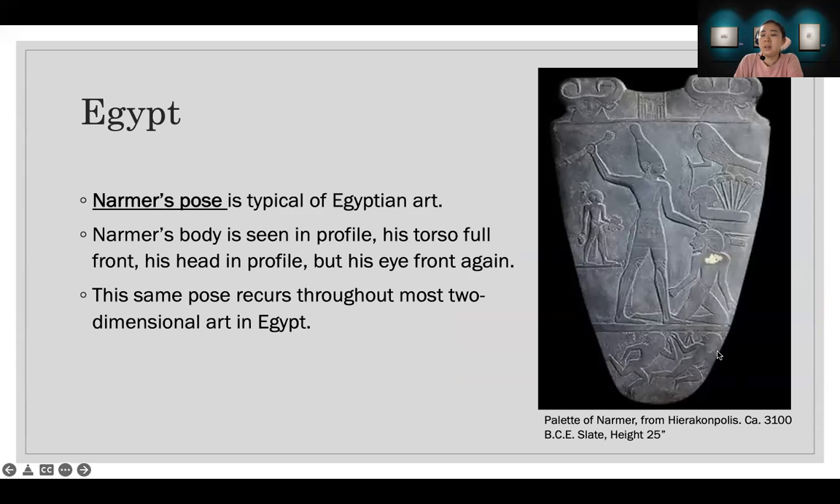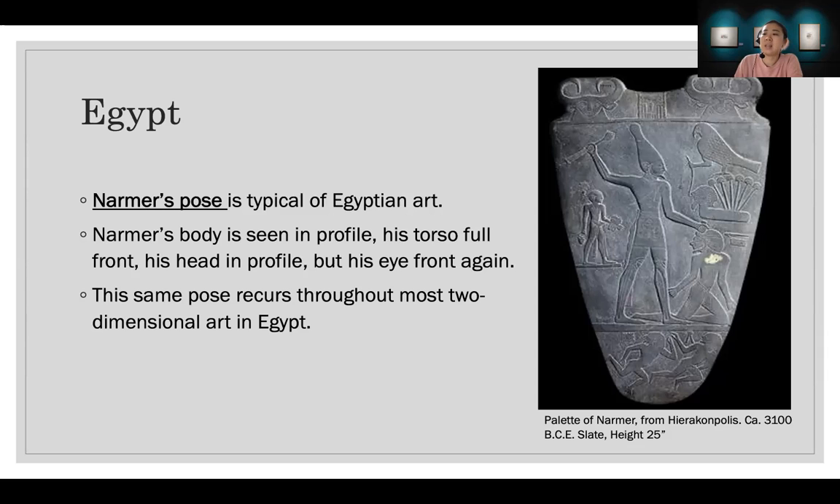And this is the very famous sculpture, palette of Narmer. And this is Narmer on the center of the palette, and it is called Narmer's pose. Narmer's pose is typical of Egyptian art. When depicting an important personage, the Egyptian artist strove to show each part of the body to best advantage so that it could be read clearly by the viewers.